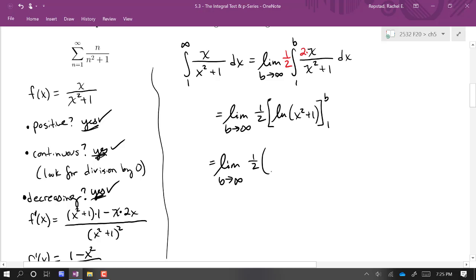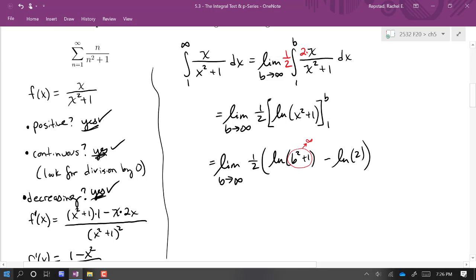And let's see what we got here. Ln of b squared plus 1 minus ln of 2, when we plug in 1, that ends up being ln of 2. And now we just want to evaluate this limit. Now, ln of 2 is constant, so as b approaches infinity, ln 2 just stays put. The question is, what happens to ln of b squared plus 1? So, the argument here is approaching infinity. So what happens to the log function as the argument inside blows up?